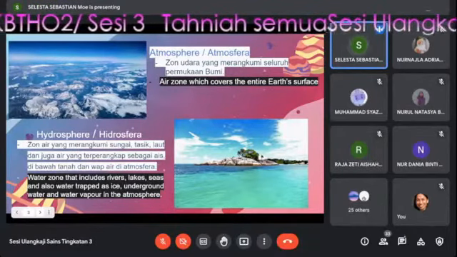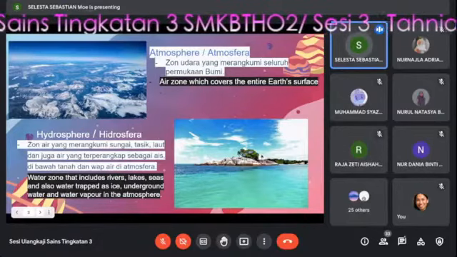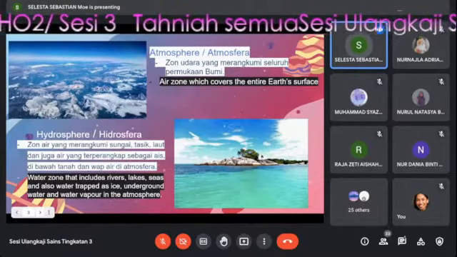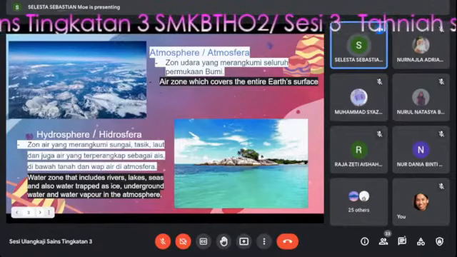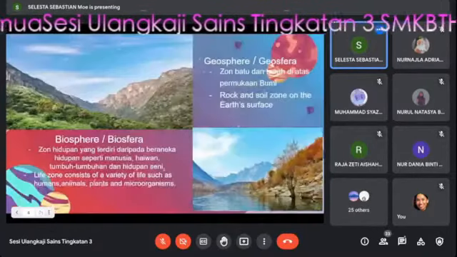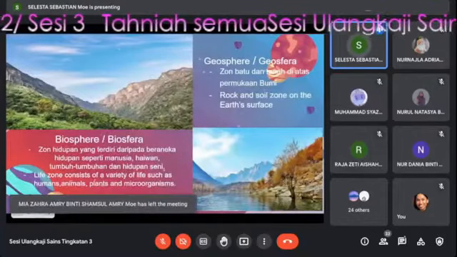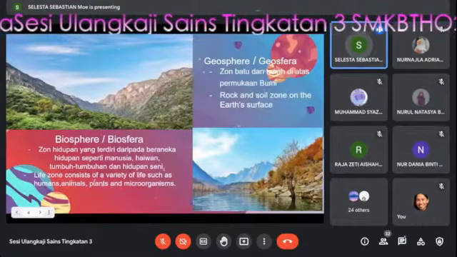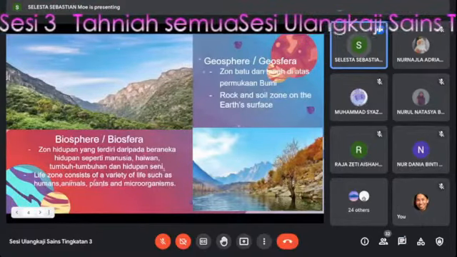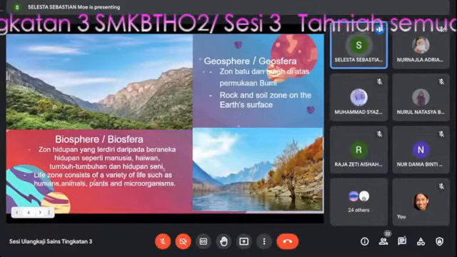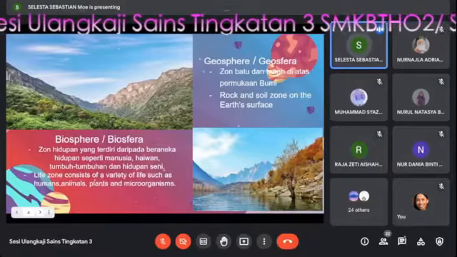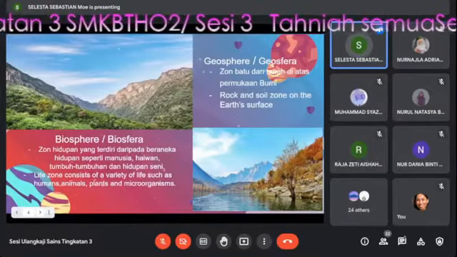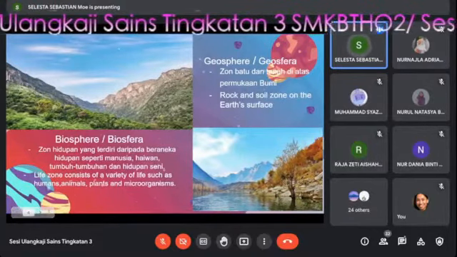Next is hydrosphere. Hydrosphere is the water zone that includes rivers, lakes, seas, and also water trapped as ice, underground water, and water vapor in the atmosphere. Geosphere is the rock and soil zone on the Earth's surface. This refers to the solid part of the Earth, which includes volcanoes, rocks, minerals, coal, oil, and other mineral resources. Lastly, biosphere. Biosphere is the life zone that consists of a variety of life such as humans, animals, plants, and microorganisms.